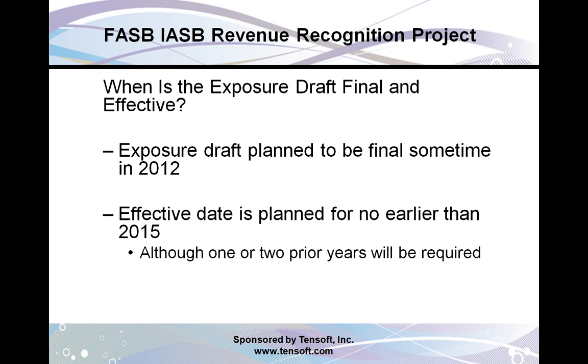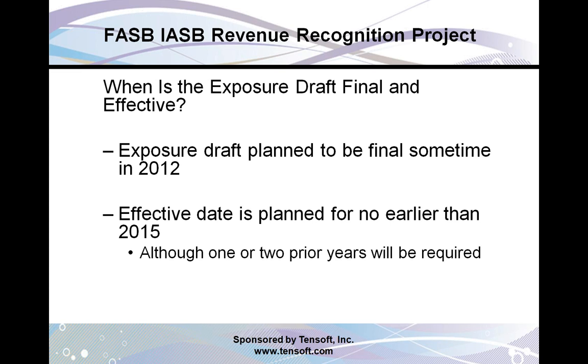So the process is after the comment period closes today, the FASB will read those comments, review them, and decide whether they need to make any changes to the exposure draft. And then they plan to issue the final revenue recognition rules for revenue from contracts with customers later in 2012. My guess it would be sometime in the November-December timeframe. And the effective date is planned to be no earlier than 2015.